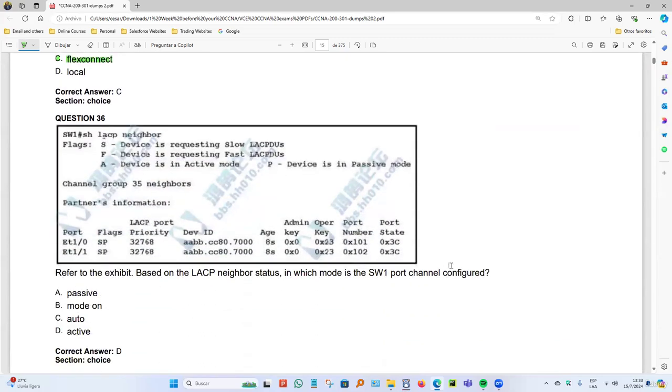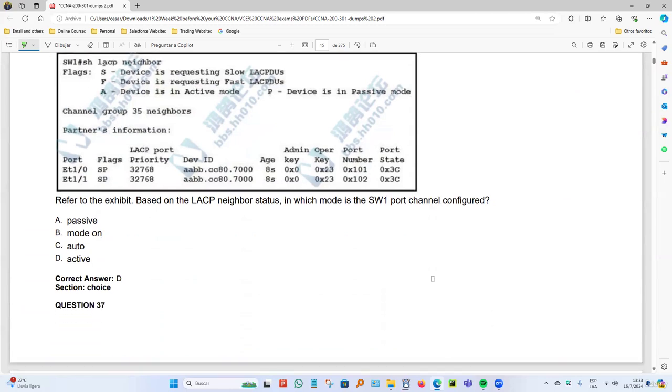Okay, next one. Refer to the exhibit. Based on the LACP neighbors status, in which mode is the SW1 port channel configured? Since this one is passive, you can see it from the output. The other one must be active. We need to have an active and a passive in order for the negotiation to work. And the answer is D. Next one.